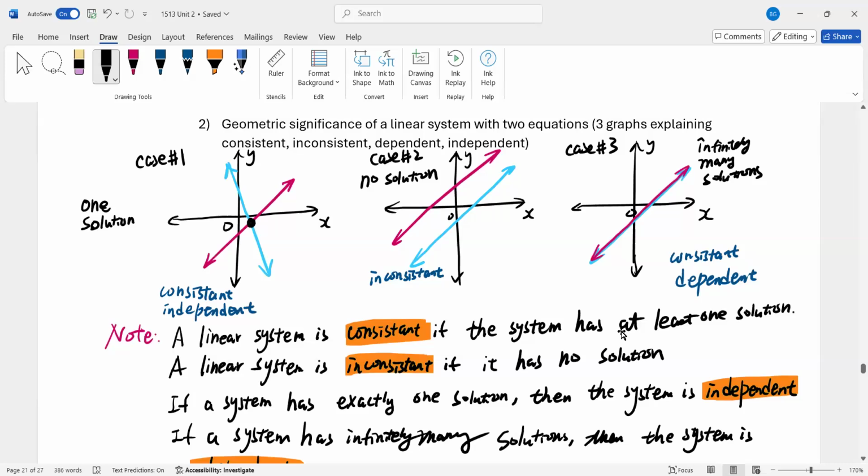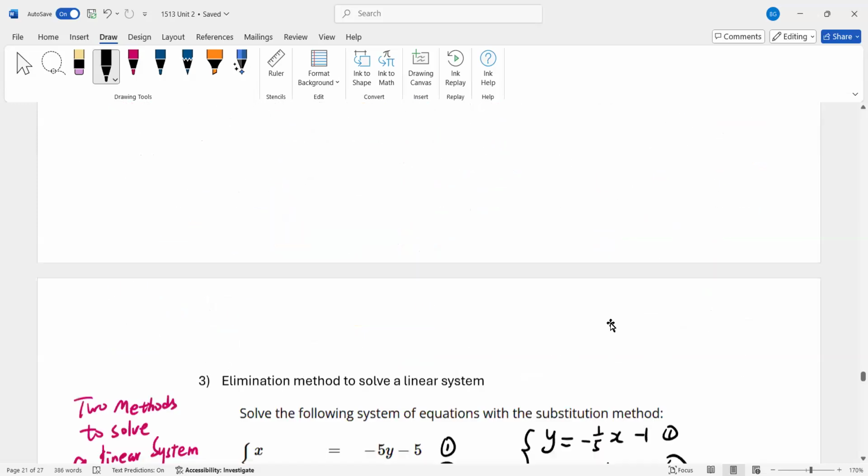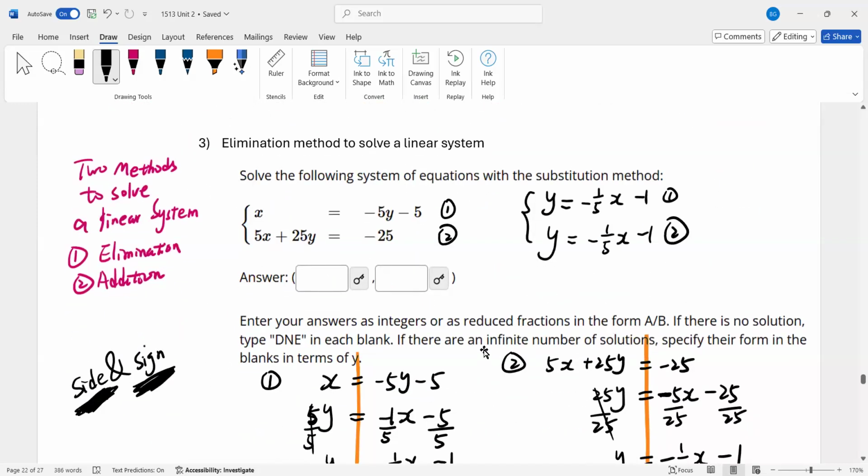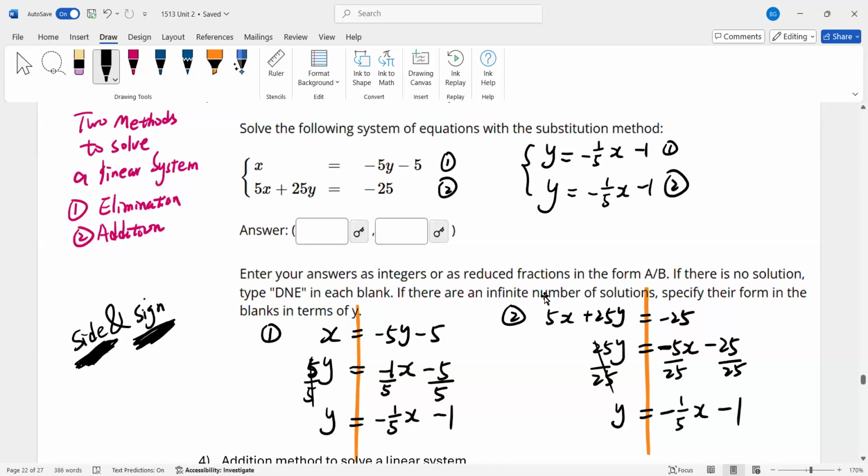In that case, the system has infinitely many solutions, right? All the points on the straight line, if we graph it, it's going to be a straight line going down because the slope is negative, right? All the points on the straight line are solutions.